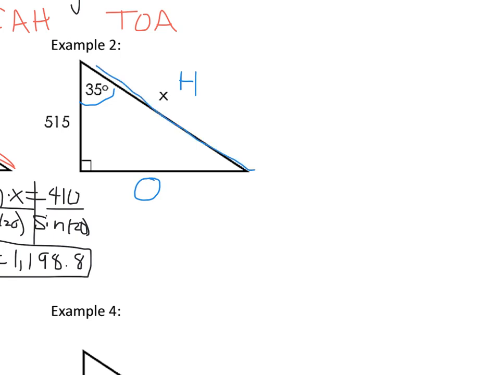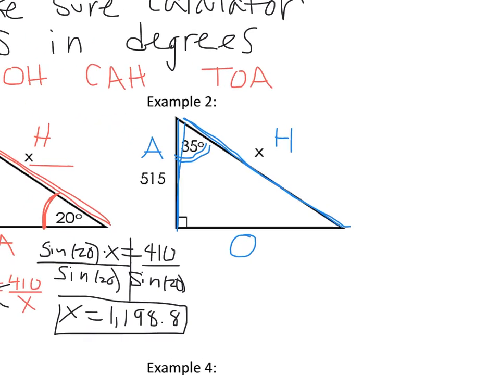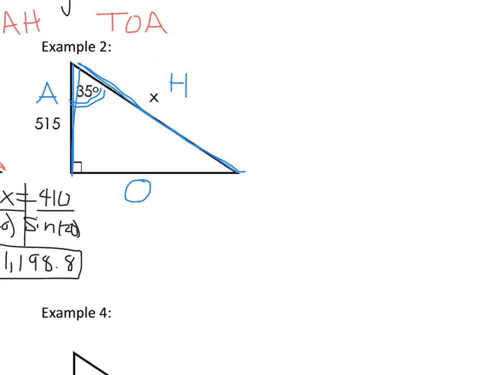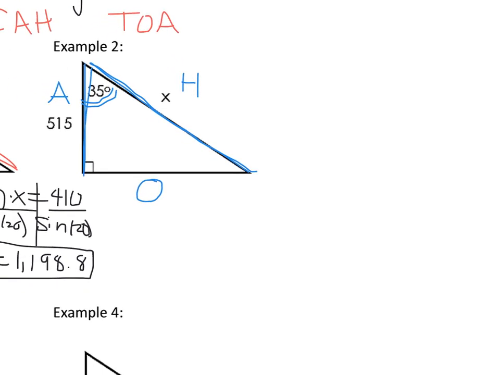So I know I will use this side. And then the side that's left over, it's right next to our angle, so that is adjacent. It has a number, so we will use that side. So that means we will be using A and H, which if we look at our three, the one that has A and H is CAH. So we will be using cosine for this problem. So CAH.